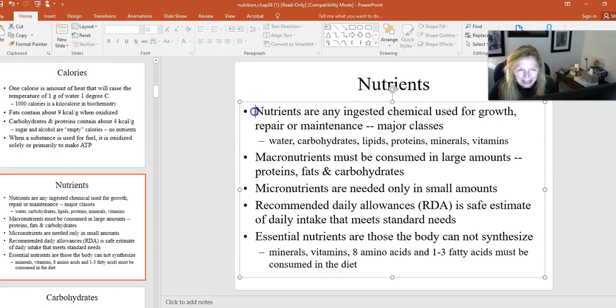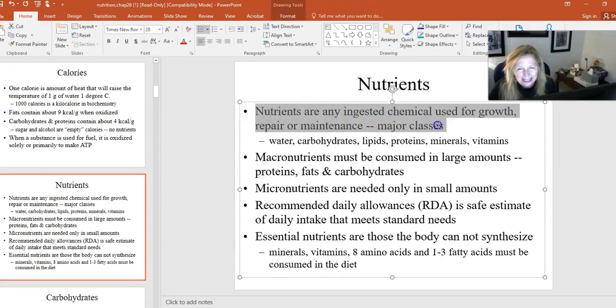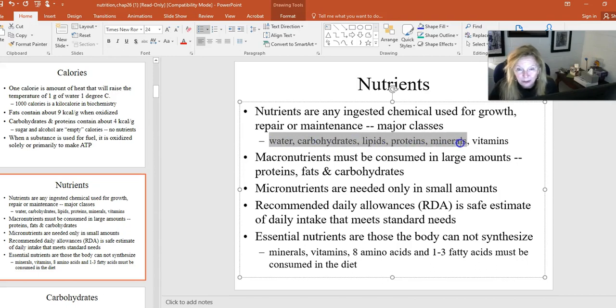So nutrients, again, this definition is anything that's used for growth, repair, or maintenance. And these are some of the things we think about that are nutrients. Water for sure. Okay, carbs, lipids, proteins, you've heard all these before, minerals and vitamins. So they would be important. Those macronutrients, those large amounts, these are what you see on your food labels, right? Carbohydrates, fats, and proteins. These macronutrients you need a lot of.